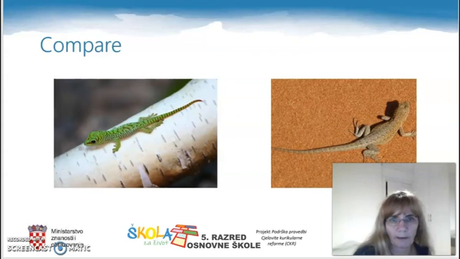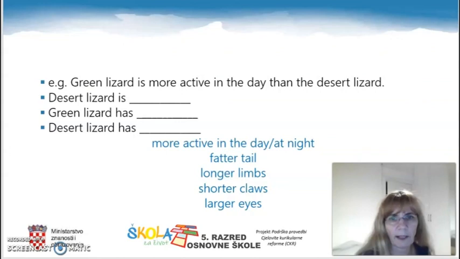And now let's compare the two lizards, the green lizard that lives in Croatia and the desert lizard that lives in a very dry and very hot habitat. So this slide will help you to compare the two lizards. Write 4 sentences in your notebooks, and here is an example sentence. Green lizard is more active in the day than the desert lizard. And now compare them and use the adjectives in blue. So compare the lizards and write about who has got a fatter tail, longer limbs, shorter claws, and larger eyes.